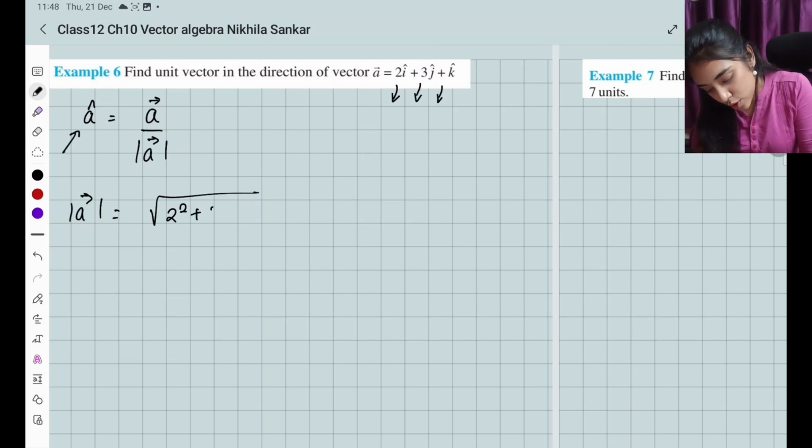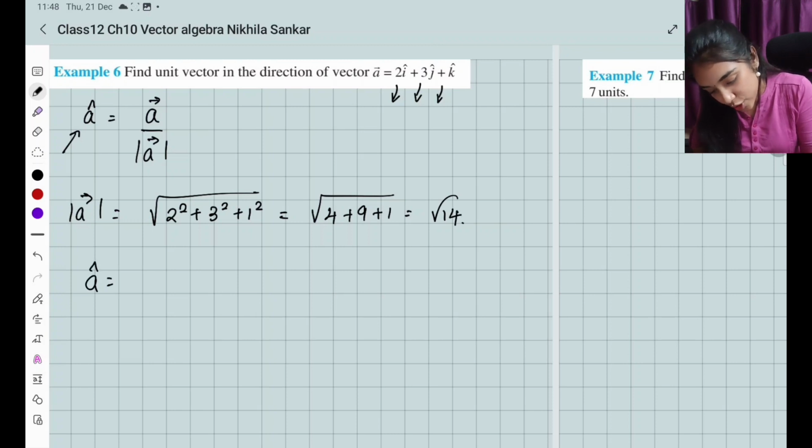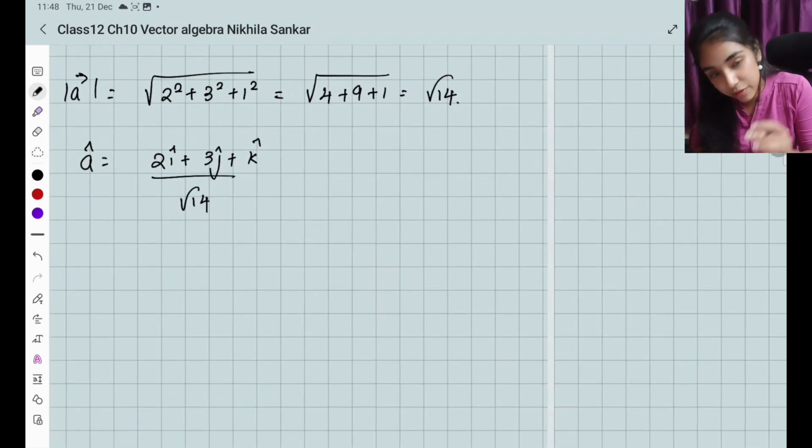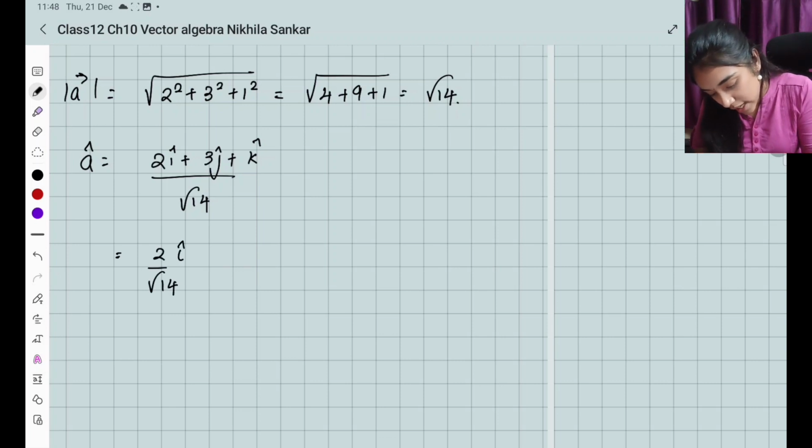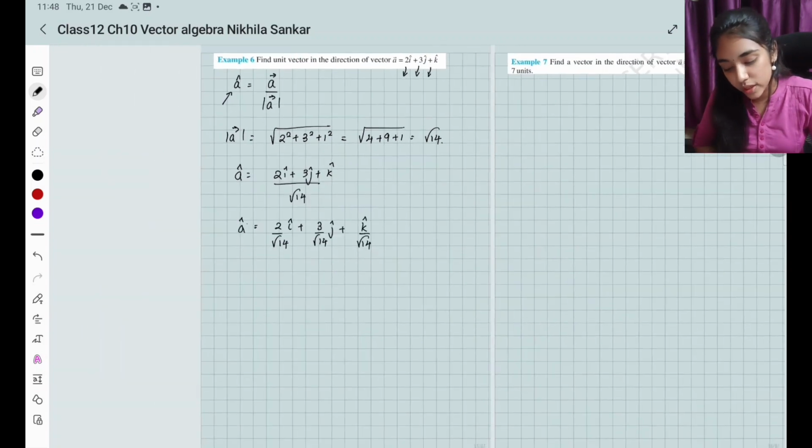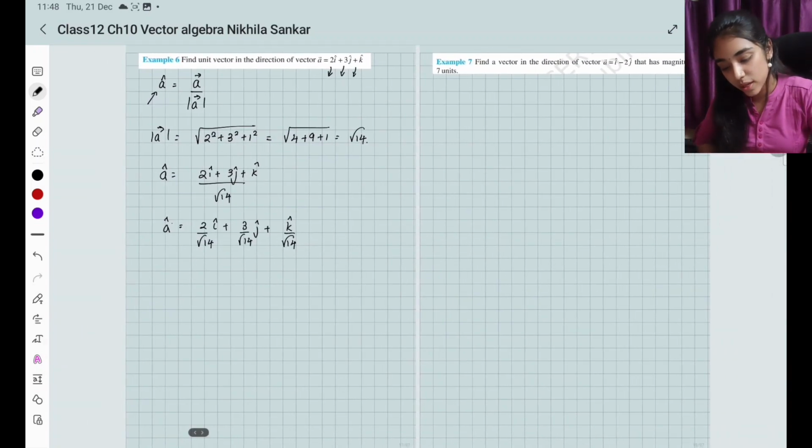So, it is going to be 2 square plus 3 square plus 1 square, which is going to be square root of 4 plus 9 plus 1, which is square root of 14. இப்போ a cap என்ன? It is going to be 2i cap plus 3j cap plus k cap divided by root 14. இது நம்ம each individual components எழுதணும்னா எப்படி எழுதுவோம்? 2 by root 14 i cap plus 3 by root 14 j cap plus 1 by root 14 k cap. So, this is the unit vector we are looking for, which is in the direction of a vector. Okay? Please copy.